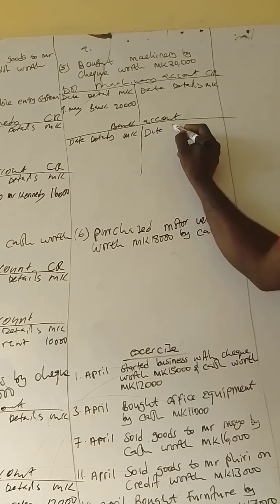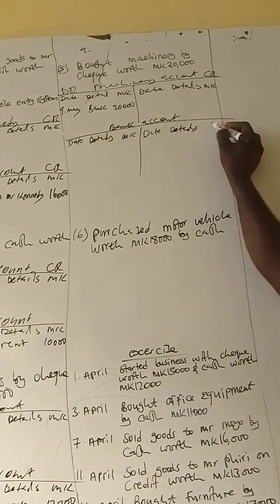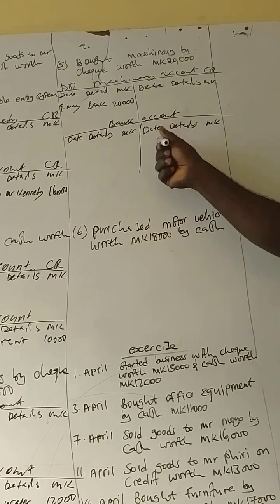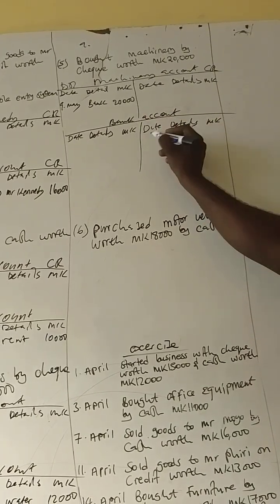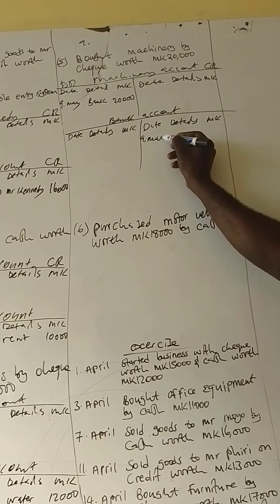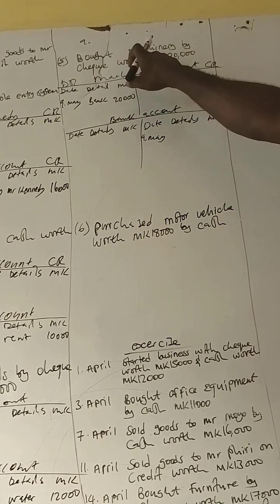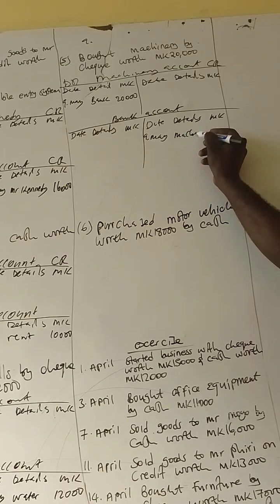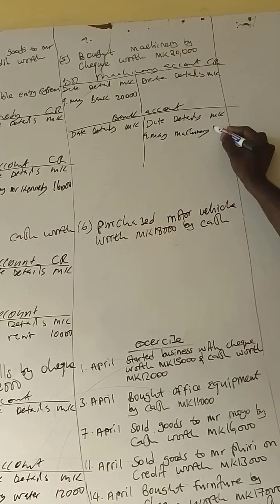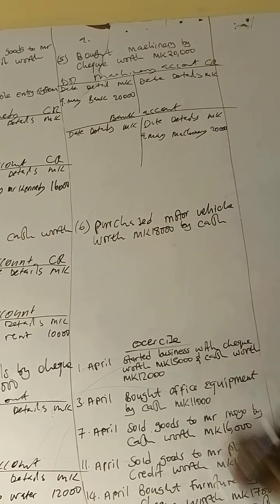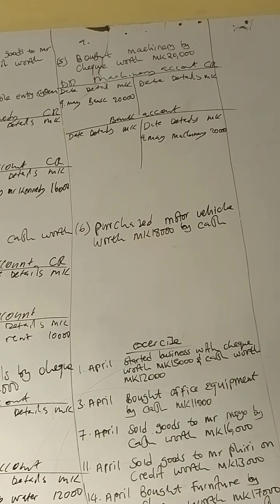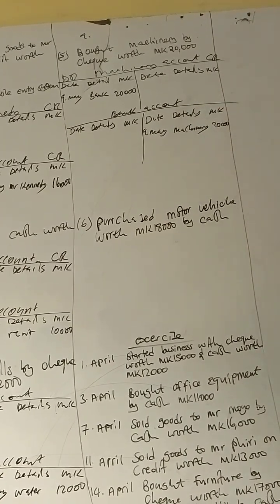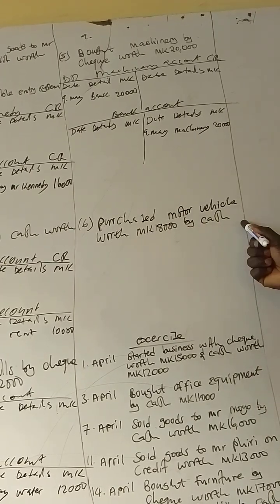Then we have date, details, and money. So under this one, the bank must be credited on 9 May. The money is going to machinery. The man has bought the machinery. So here we have machinery, amounting to 20,000. And this is called the double entry system. Now, lastly, let's go to the last transaction that we have.